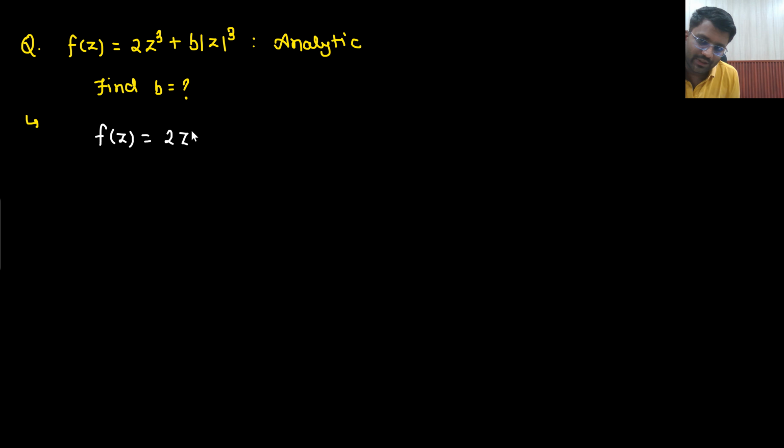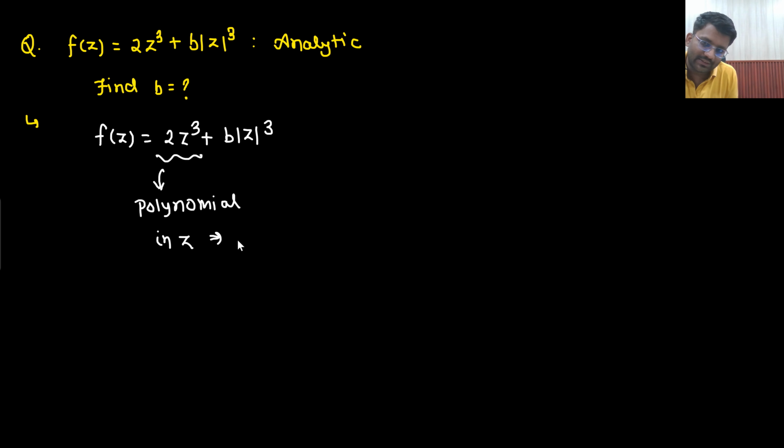F of z equals to 2z cube plus b mod z cube. This is the scenario. Now you know that it is polynomial in z. Polynomial. Only this much I am talking about. 2z cube. It is your polynomial in z. That means I know that this is surely analytic.